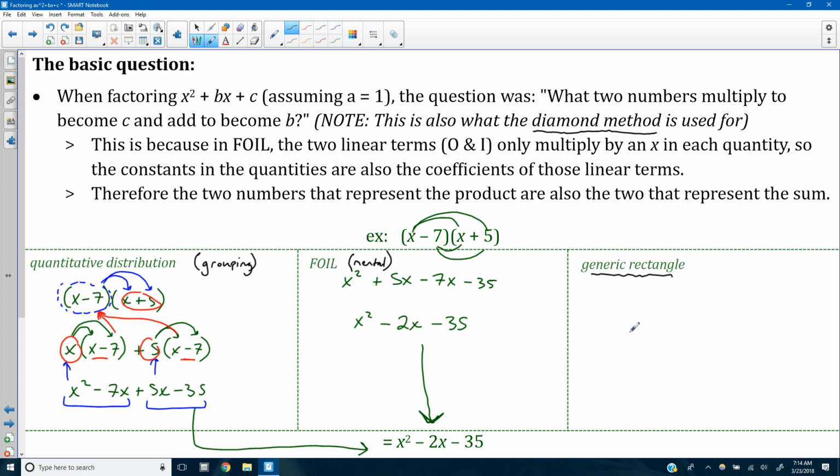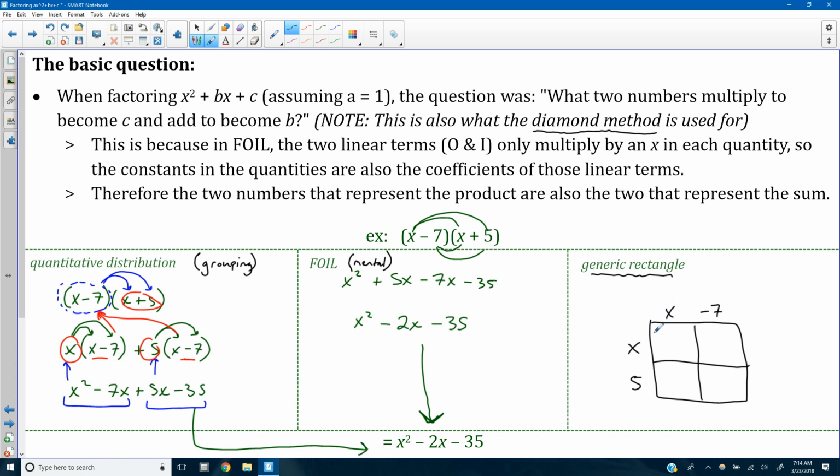And the last one, generic rectangle right here. What I'm going to do is just draw out one of those rectangles, divide it into 4 portions. And on the outside, I'm going to take my items here, this x and this negative 7. They will share separate parts of one side. And this x and this 5 will share separate parts of this one side. And to multiply these two is to essentially find the area of this rectangle here.